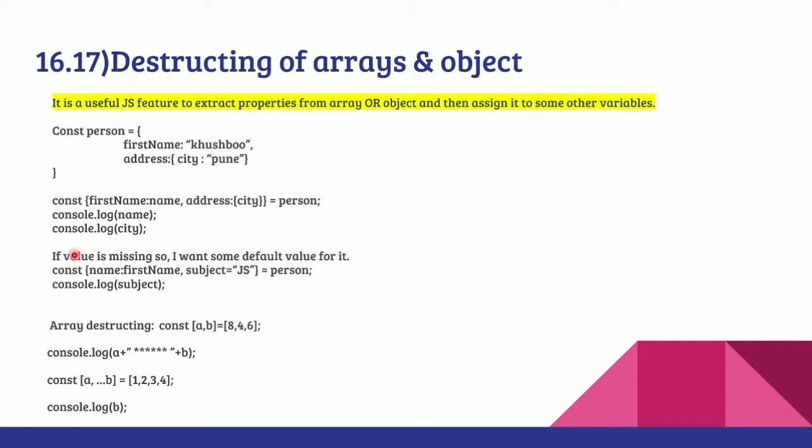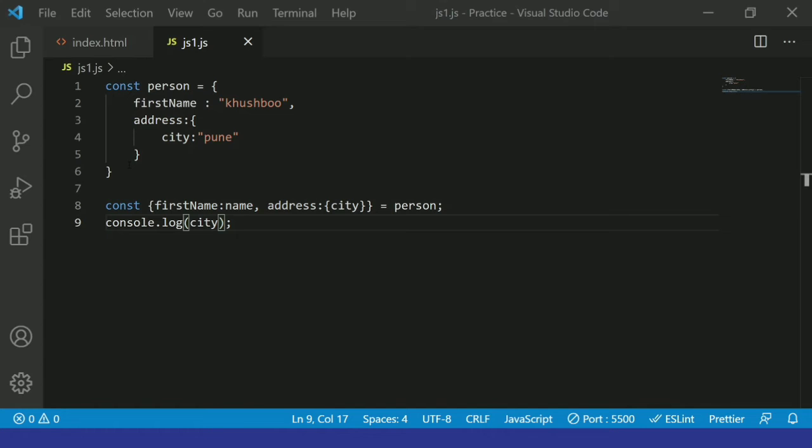In destructuring, if a value is missing, I may want to get some default value for it. For example, in const person, the subject is actually not present. So if anybody writes console.log subject, I want to print some default value for it. At that time, I can make use of destructuring again. How? Now we will see.